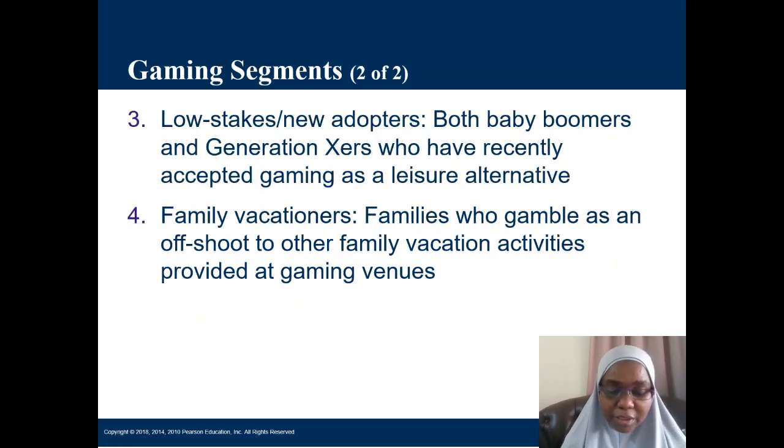Apart from eye rollers and day trippers, we also have the low stake or the new adopters. These are the baby boomers, all right, the generation X, who have recently accepted gaming as a leisure alternative. And lastly, we have the family vacationers, right? These are families who gamble as an offshoot to other family vacation activities provided at gaming venues.